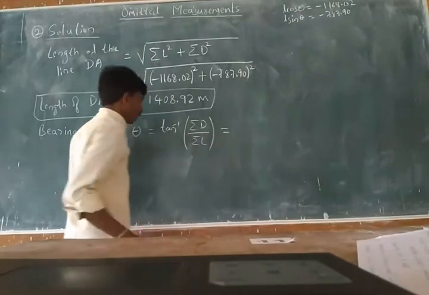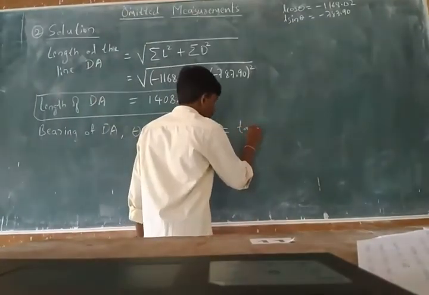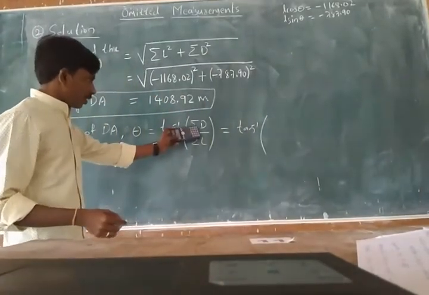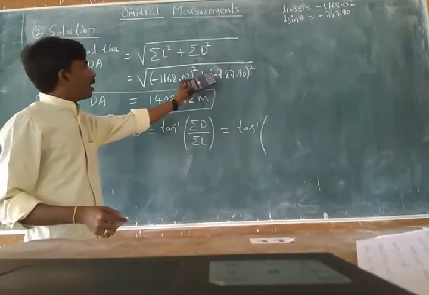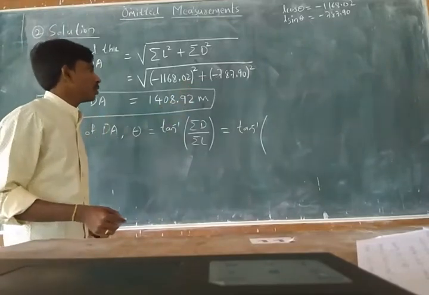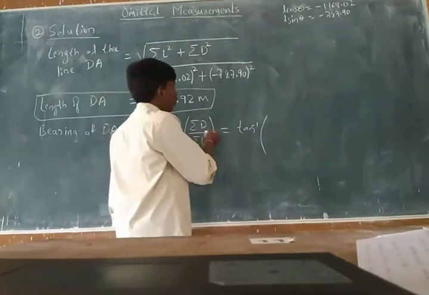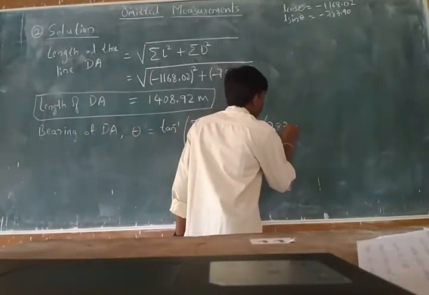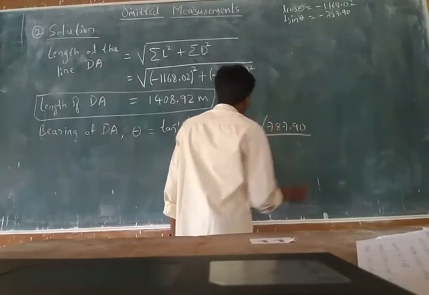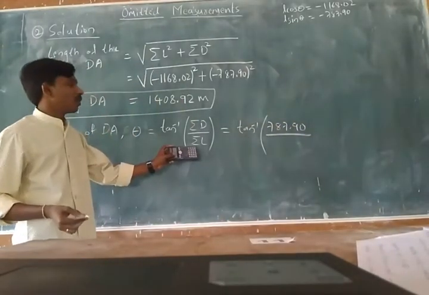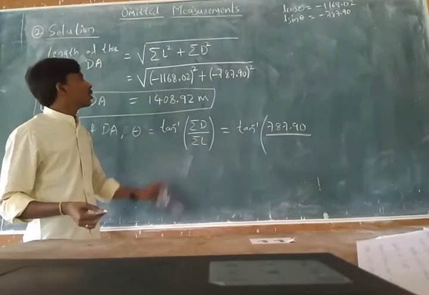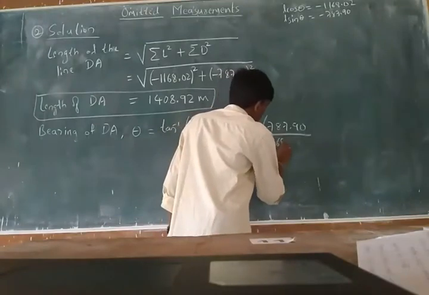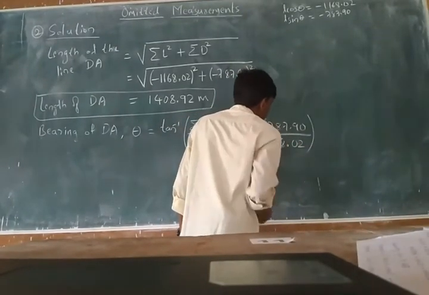Now that is equal to tan inverse, as it is from the formula. Now see, summation of departure. The summation of departure for the line DA is minus 787.9. So we don't need to write the sign here, just write the number 787.90 divided by the summation of latitude. The summation of latitude for DA line is 1168.02. So write that, 1168.02.